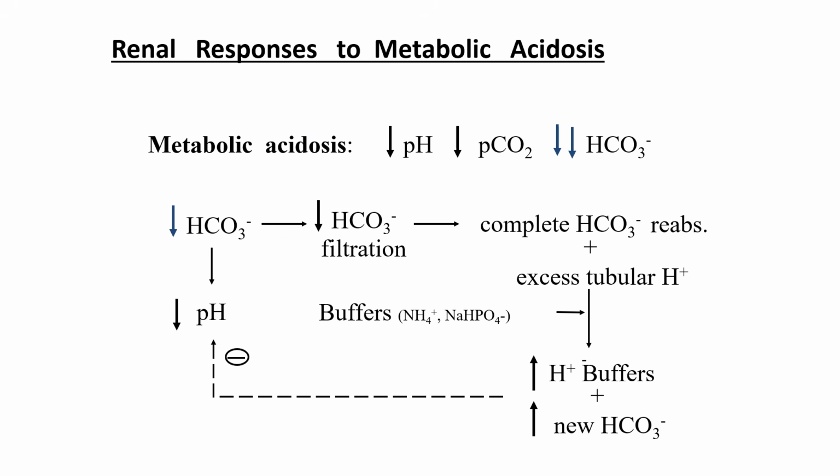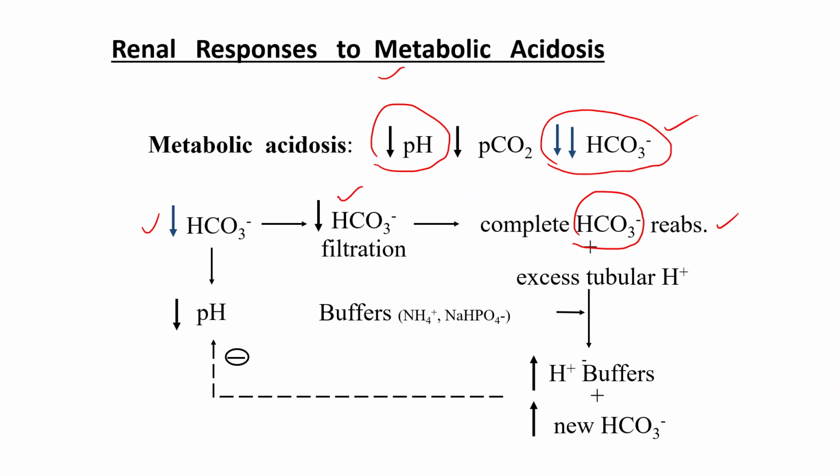Now coming to the compensatory mechanisms. So what we said, metabolic acidosis. Metabolic acidosis is nothing but decreased bicarbonate. So decreased bicarbonate is favoring the fall in pH. So whenever there is a decreased bicarbonate in the plasma, its filtration reduces. So complete bicarbonate reabsorption occurs, still some H plus is left out, excess, and this excess is excreted by our ammonium and phosphate buffers, which also favors new bicarbonate synthesis.